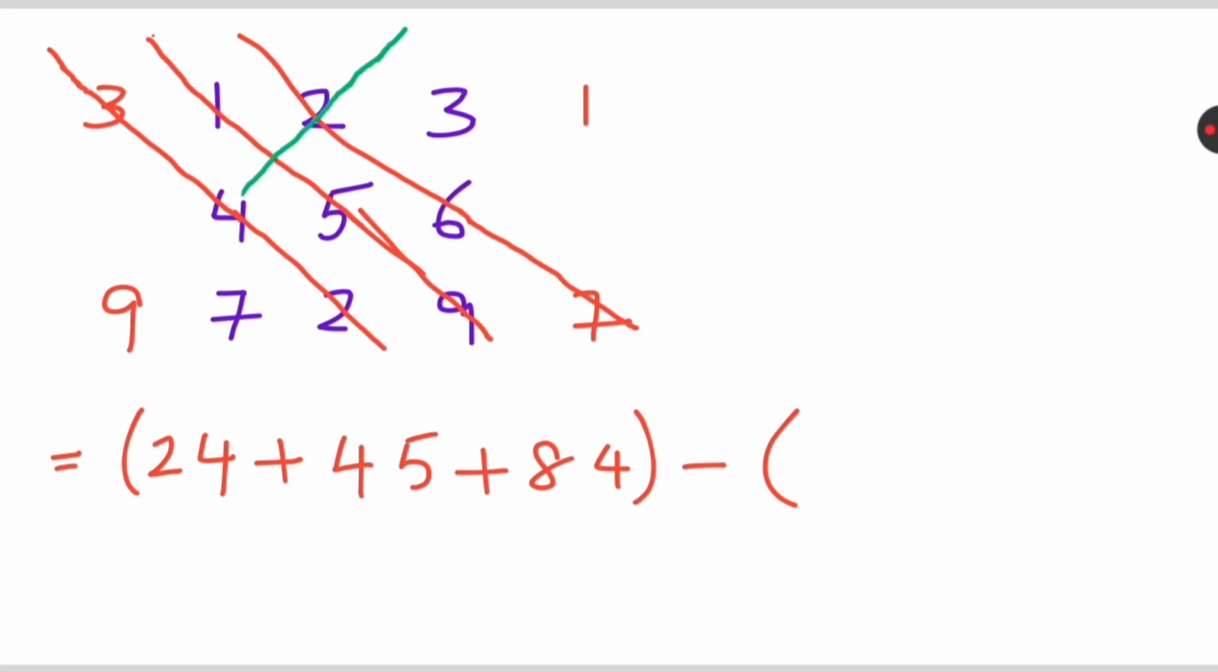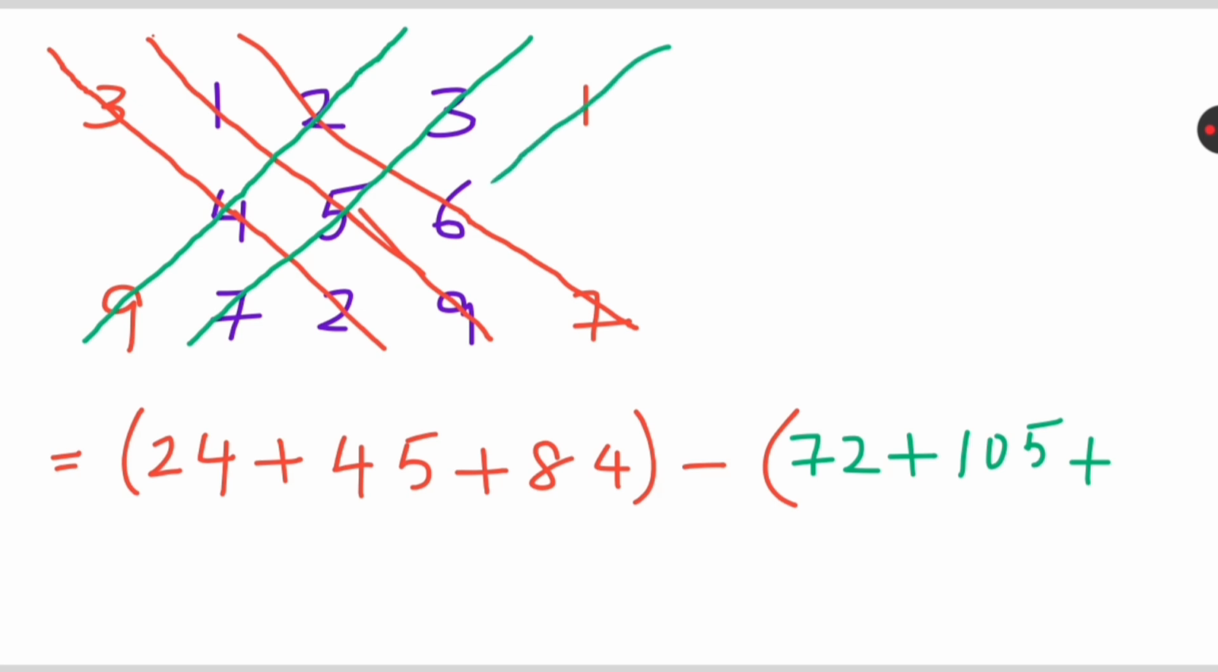2 times 4 is 8, 8 times 9 is 72, plus 3 times 5 is 15, 15 times 7 is 105, plus 1 times 6 is 6, 6 times 2 is 12. So we are done with this.